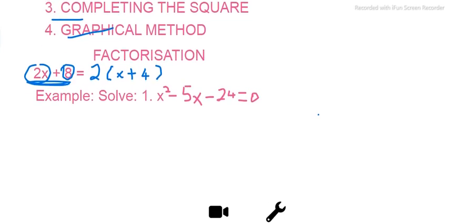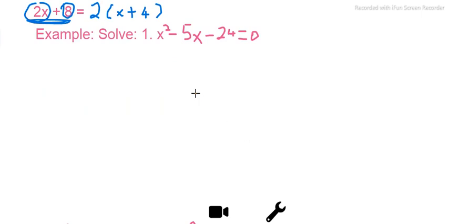So to solve a quadratic equation by the factorization method, I will use this example to explain what we want to do here. The equation is x squared minus 5x minus 24 equals 0.